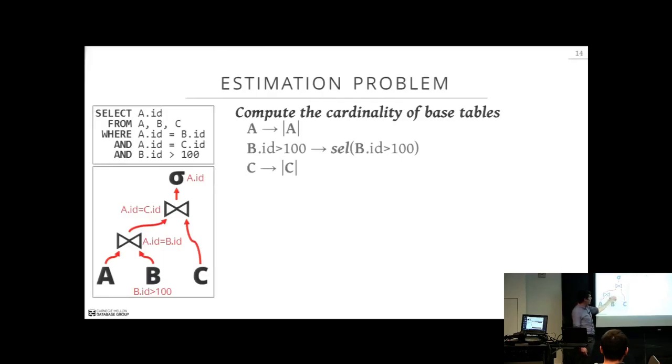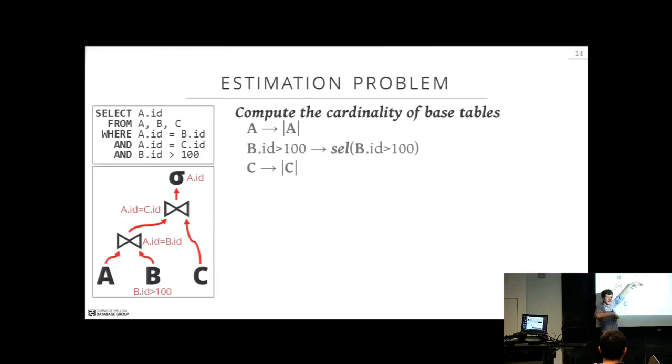In the first step, you're going to compute the cardinality of accessing all the tuples from the base table here. In the case of A, it's just the cardinality of A, and C is the same thing. But in the case of B, where B.ID is greater than 100, we would use our knowledge about what the distribution is for this value to try to compute the selectivity. And that'll tell us the number of tuples we're going to plan to emit.